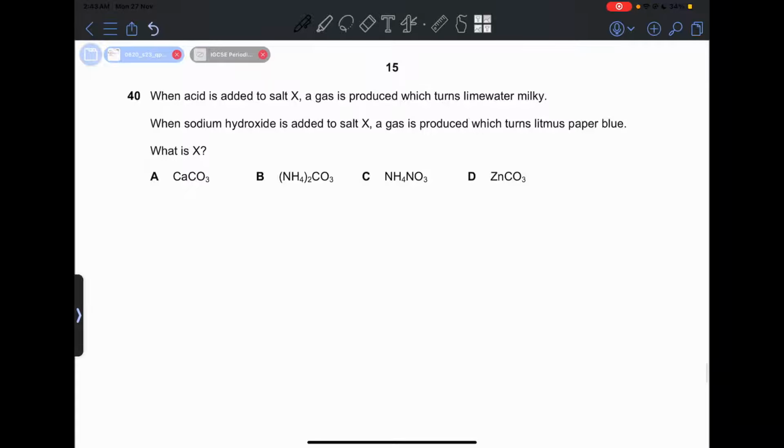40. When acid is added to salt X, a gas is produced which turns lime water milky. This indicates that there is carbon dioxide. When sodium hydroxide is added to salt X, a gas is produced which turns red litmus paper blue. What is X? This indicates that there is ammonia as well. So this is actually going to be ammonia with carbon dioxide, which is B.